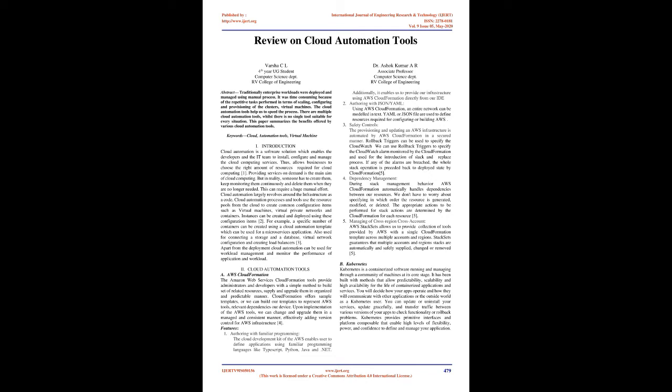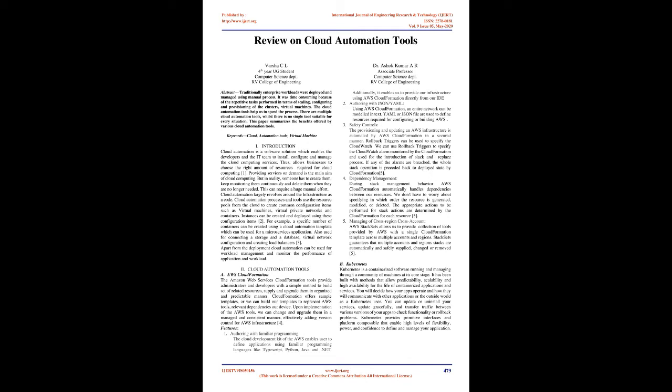Introduction. Cloud automation is a software solution which enables the developers and the IT team to install, configure, and manage the cloud computing services. Thus, it allows businesses to choose the right amount of resources required for cloud computing. 1. Providing services on demand is the main aim of cloud computing. But in reality, someone has to create them, keep monitoring them continuously, and delete them when they are no longer needed. This can require a huge manual effort.